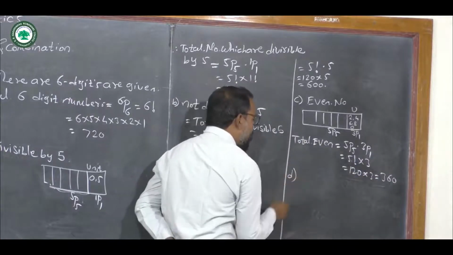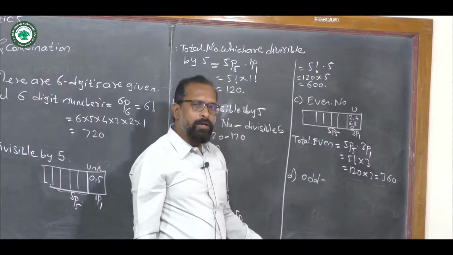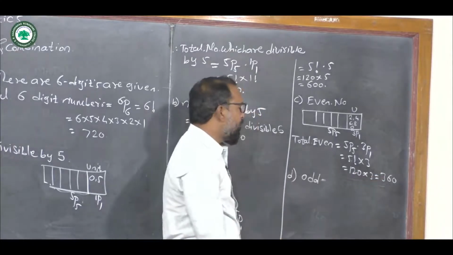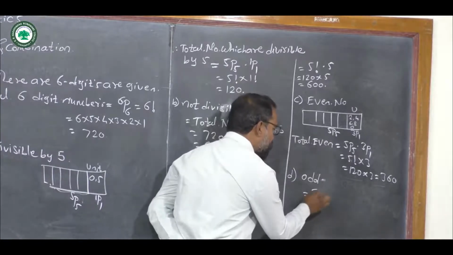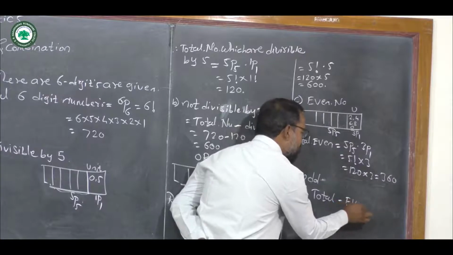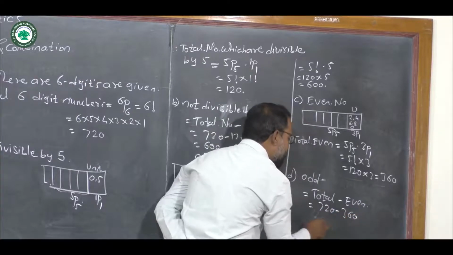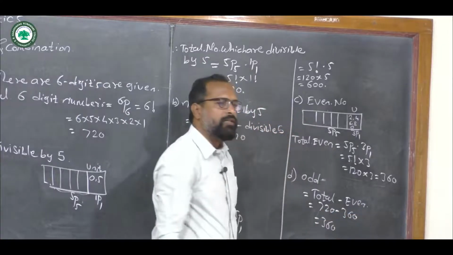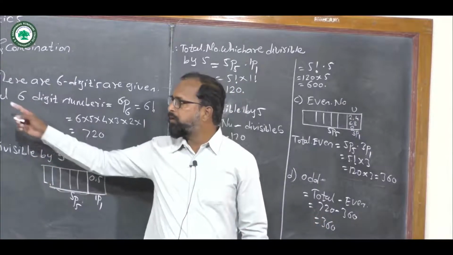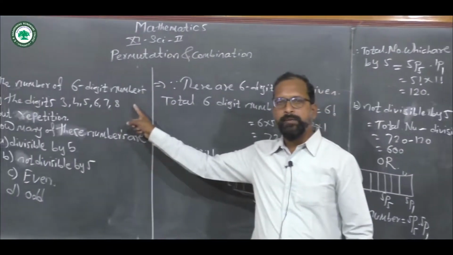Now D, again the odd numbers. The odd numbers are nothing but the total numbers minus the even numbers. So the odd numbers equal total numbers minus even numbers. So this will be 720 minus 360, so we get 360. We can find 360 odd 6-digit numbers by using the digits 3, 4, 5, 6, 7 and 8.